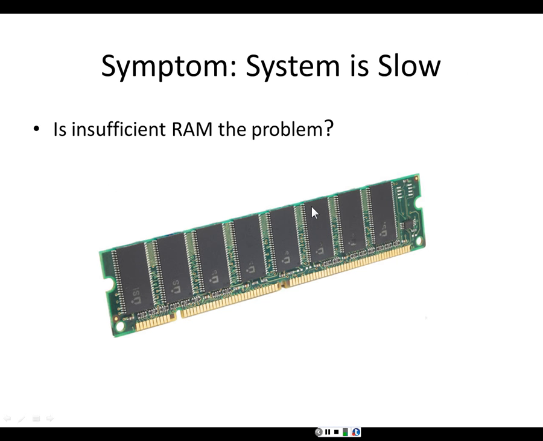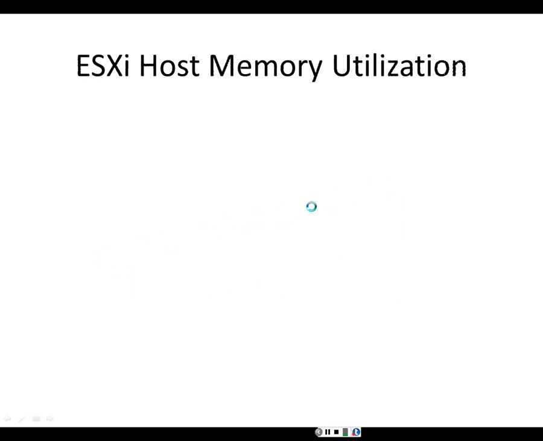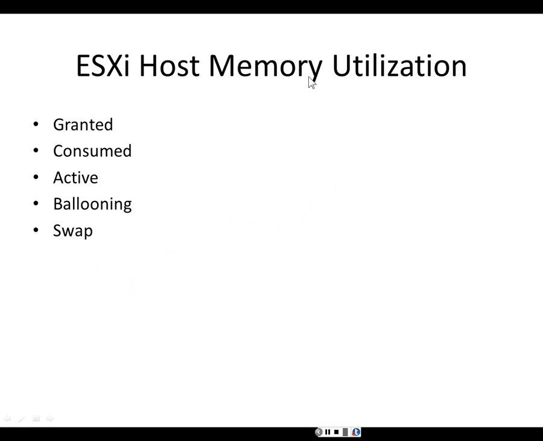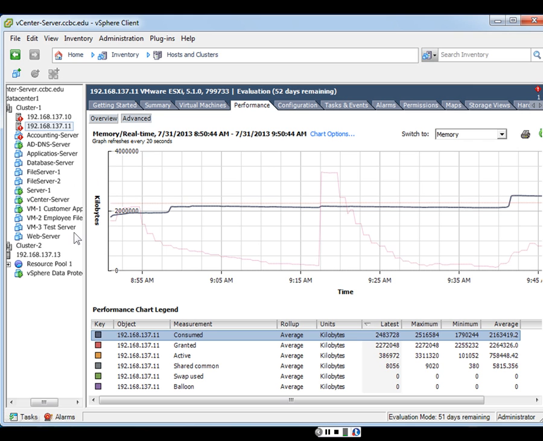But let's say the problem is not insufficient CPU processing power. Perhaps the problem is insufficient RAM. So let's see if the problem is insufficient RAM. To examine ESXi host memory utilization, we can look at granted, consumed, active, ballooning, and swap.